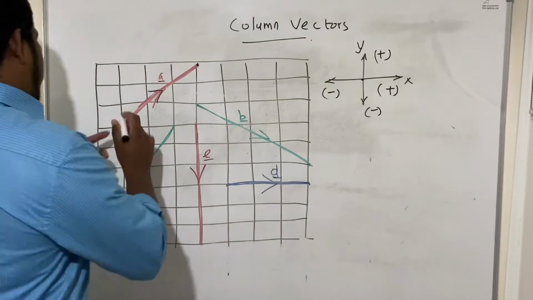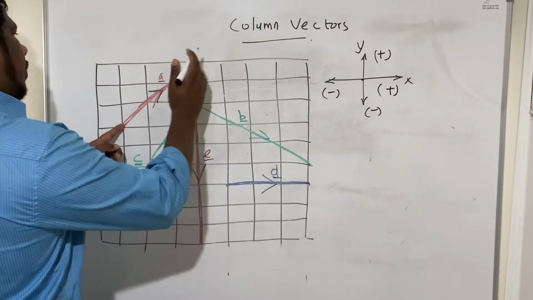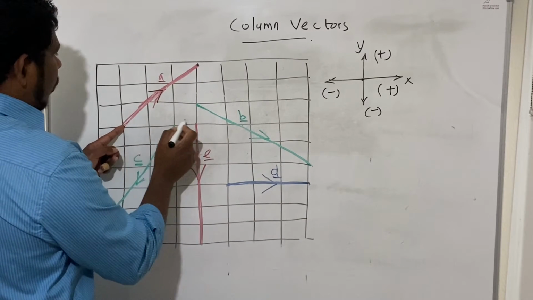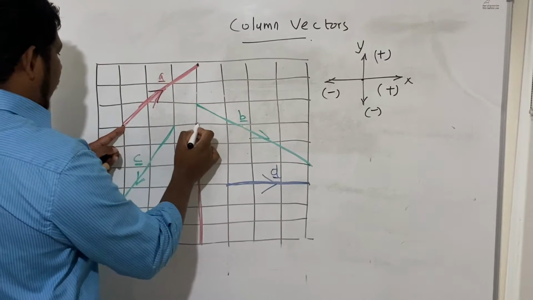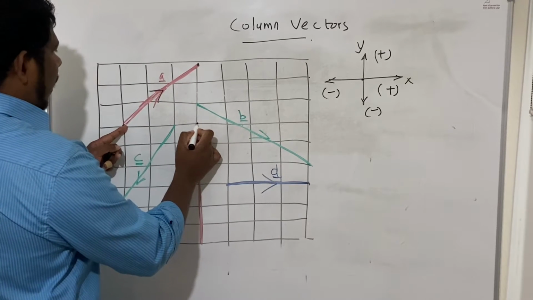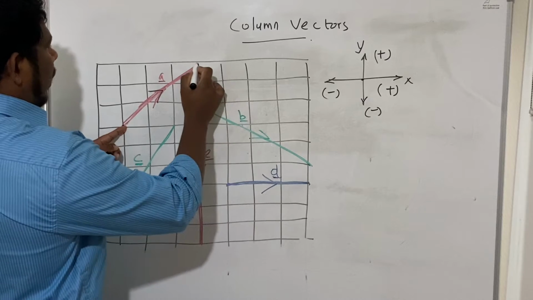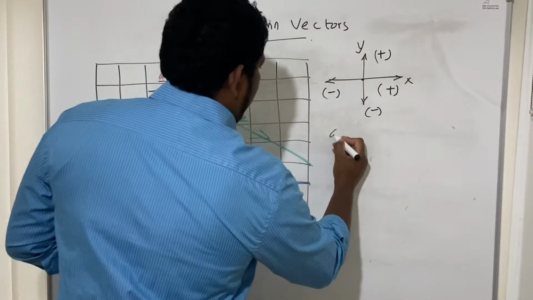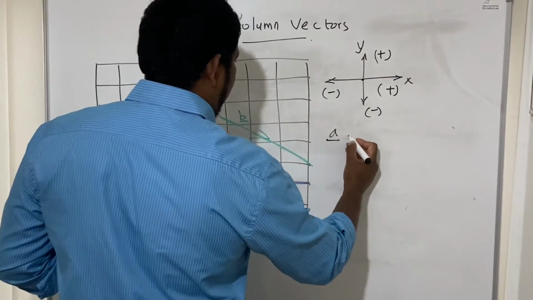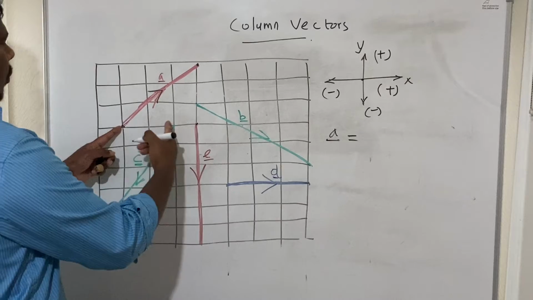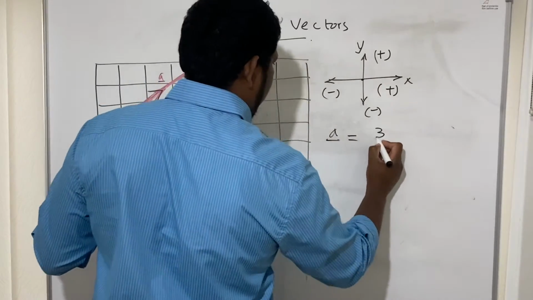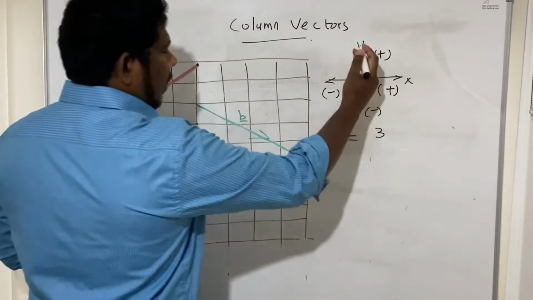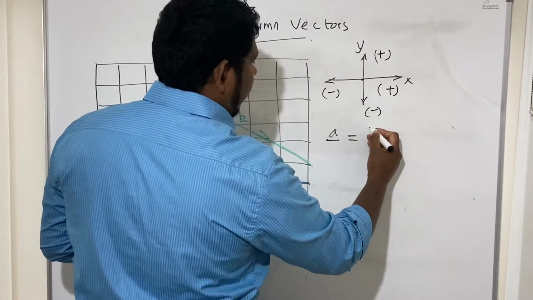So when you want to travel from this point to this point, you need to go 1, 2, 3 horizontally, by 3 units, and 1, 2, 3 units vertically up. So the vector A is going to be 1, 2, 3 units to the right side, so it's positive, and 1, 2, 3 up, so it is positive as well.